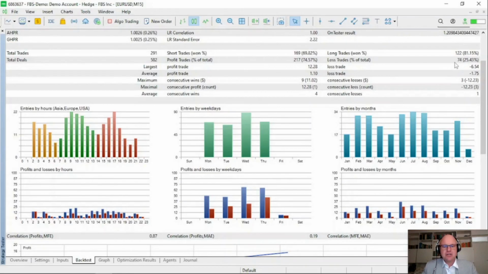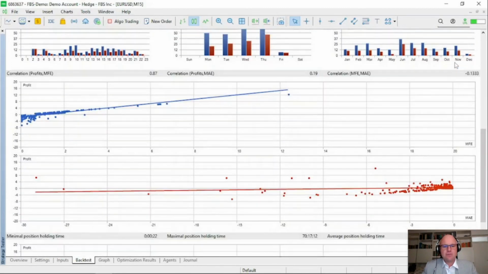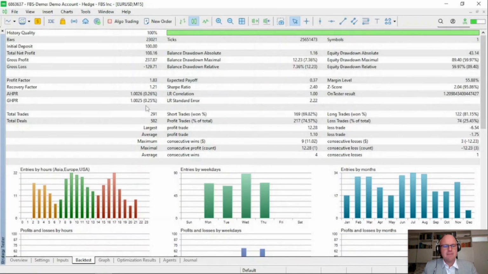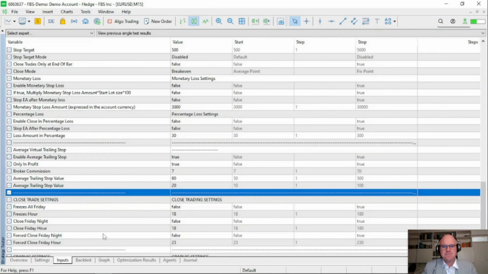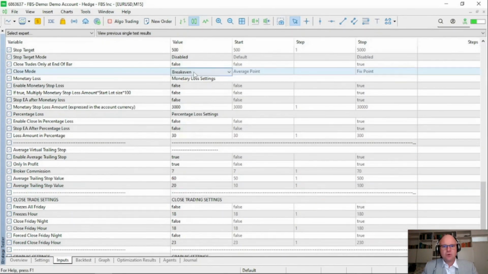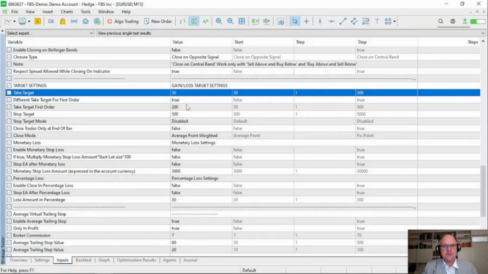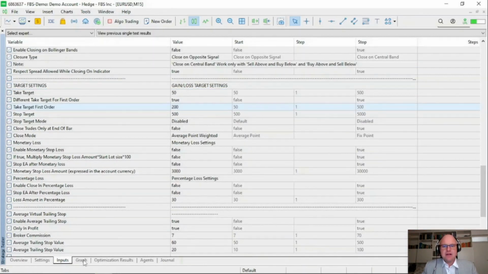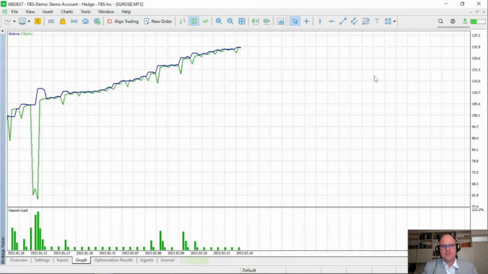If we look at the margin level, it is very indicative that we know that this set file only works on 1 to 100 recommended margin level. Now that we have made these small adjustments, if we use the average point weighted, which will be the riskier option, and keep the other settings the same, let's take a look at the graph.